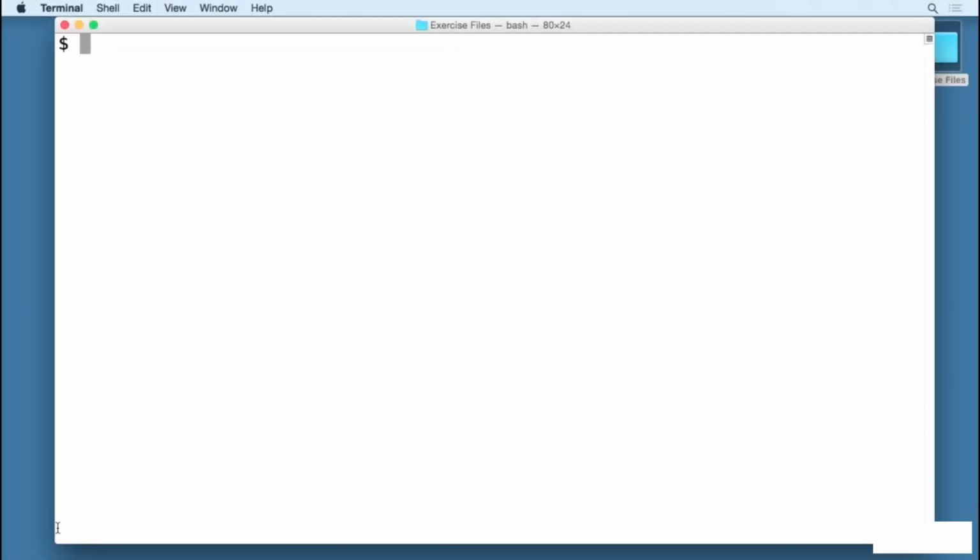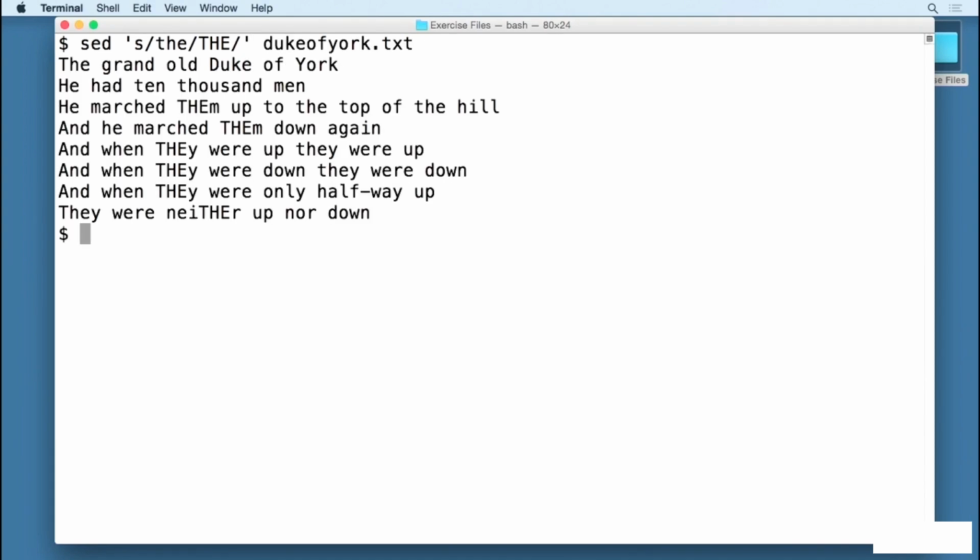So for example, in the command sed s/the/ dukeofyork.txt, the lowercase "the" is a regular expression that simply matches the lowercase letters t, h, and e in that order.